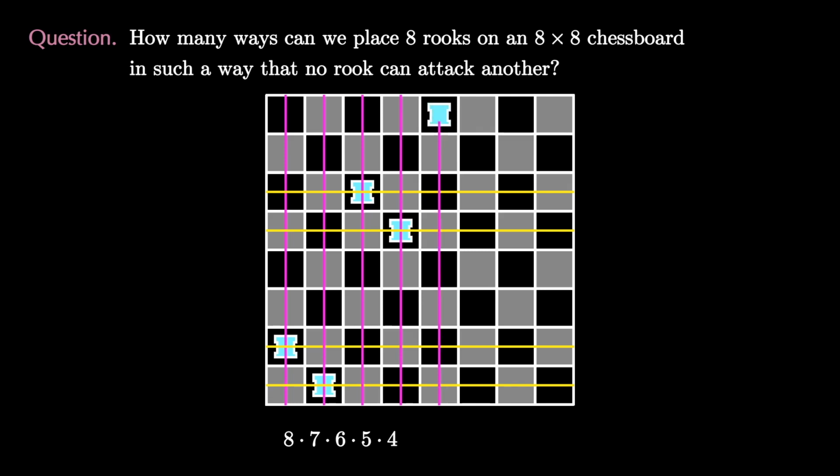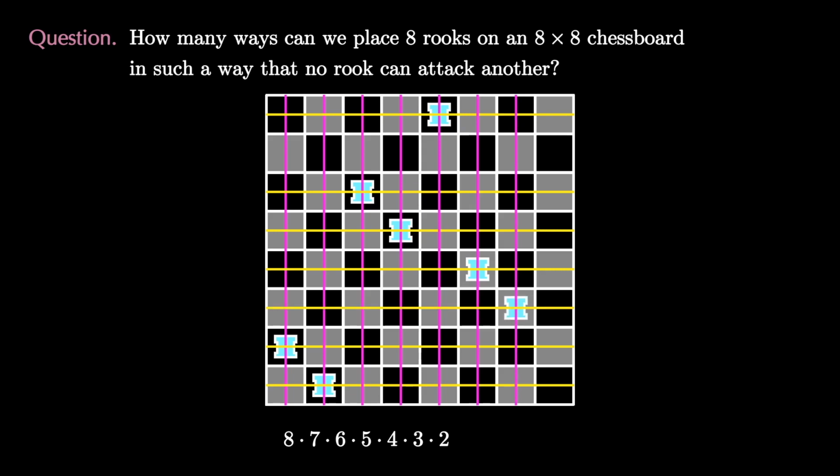Once we place it, we remove the column and the row. So the next rook has only 3 possible choices for where we can place it. Once we place that rook, we remove the column and the row. So the second to last rook has only 2 choices. And once we place that rook, we remove the second to last column and that row. Therefore, there's only 1 place left to place the final rook.